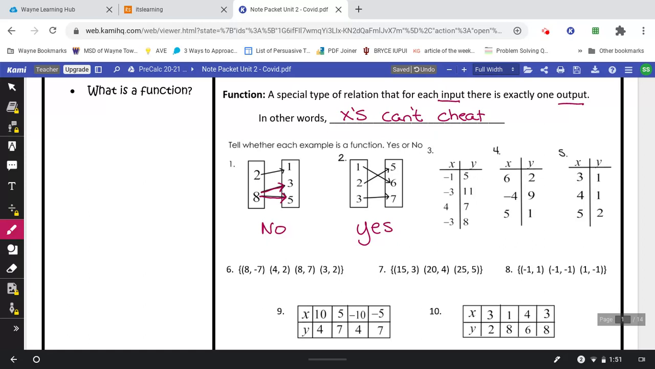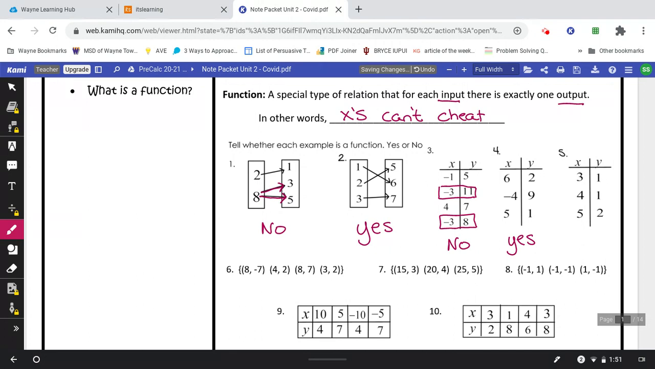Problem number 3. -1 is paired with 5, -3 is paired with 11, 4 is paired with 7, and then -3 again. Notice right here what's going on. -3, 11, and -3, 8. That is not a function. 4 is a yes.